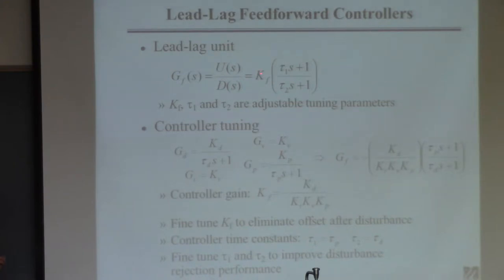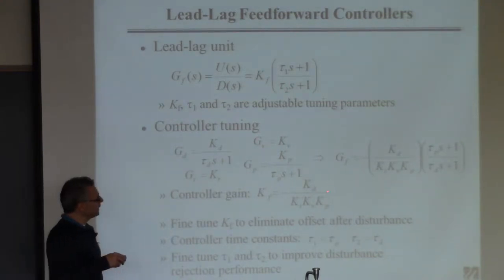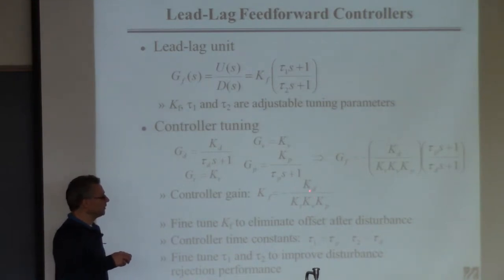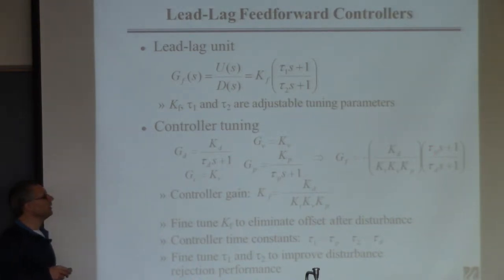So that means, in order to tune this feed-forward controller, I need to know that gain and these two time constants. I calculate the gain by knowing the gains of all the other things I just mentioned, such as the gain of the disturbance, and so on. What would I use for tau 1? Well, this says tau p, the time constant of the process if it's first order. But if it's not first order, I would use the dominant time constant.